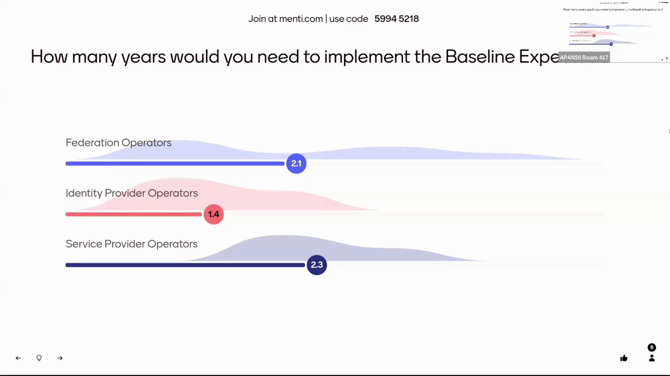So we've been quite conservative because we asked in a time range that was between 0 and 5 years, and most of the answers are within this 2 years time frame. But for IDPs, I'm not surprised by this because usually you are more in control of IDPs, because they're usually members of the federation. But everything is within this 2 years time frame, which is, by the way, what we were thinking about for many things.